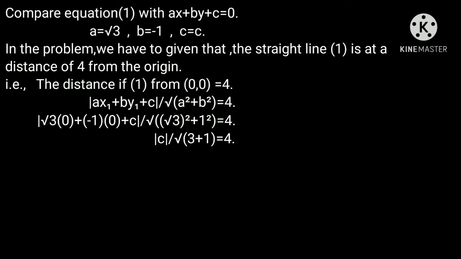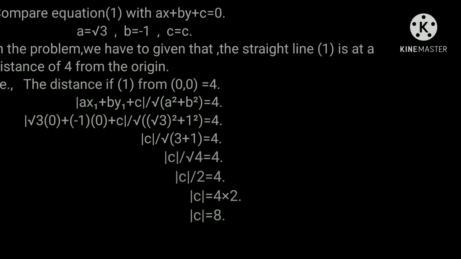After calculation, mod c by square root of 3 plus 1 equal to 4. Then mod c by root 4 equal to 4. After cancellation, mod c by 2 equal to 4. Then mod c equal to 4 into 2, that is 8. Then mod c equal to 8. So c equal to plus or minus 8. And c equal to 8, because the required line makes a positive intercept. Then we take c equal to 8.